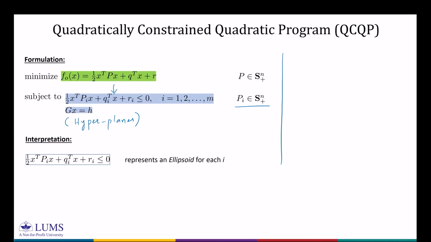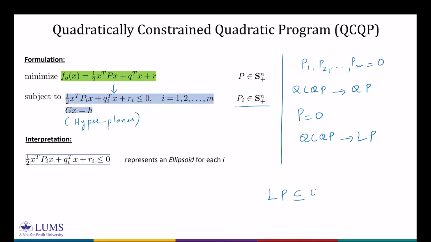Before we review some examples, we note here that every linear program is a quadratic program, and every quadratic program is a quadratically constrained quadratic program. If P1, P2, up to Pm, if all of these matrices are zero, QCQP becomes QP. And if P is also zero, then QCQP becomes LP. Or we can say a linear program is a subset of quadratic program, which is a subset of quadratically constrained quadratic program.